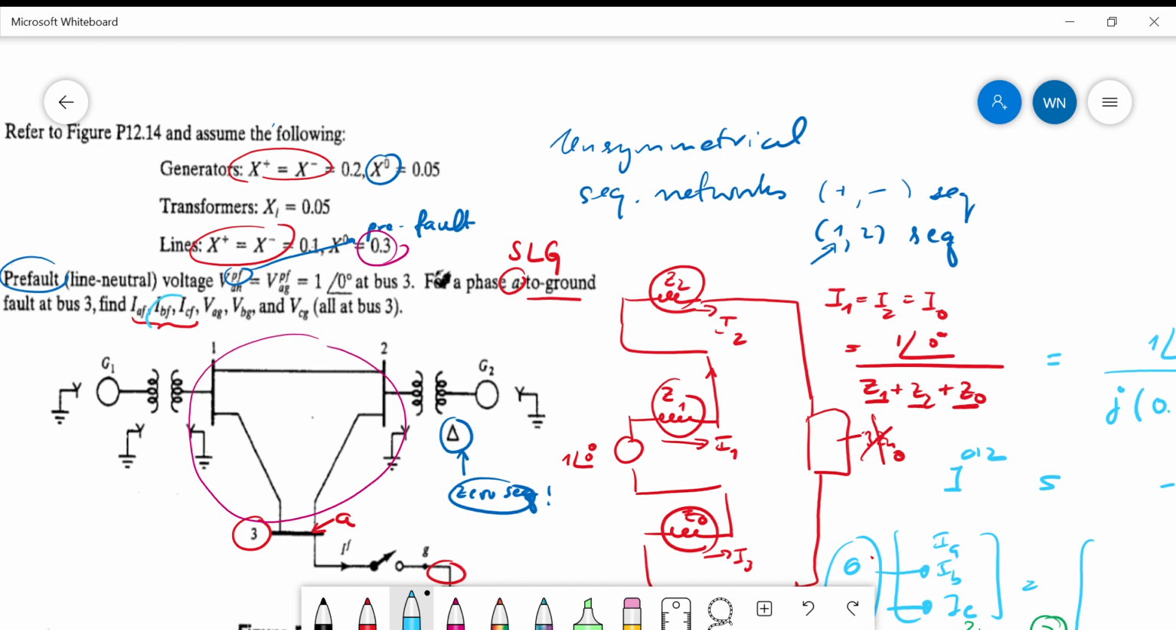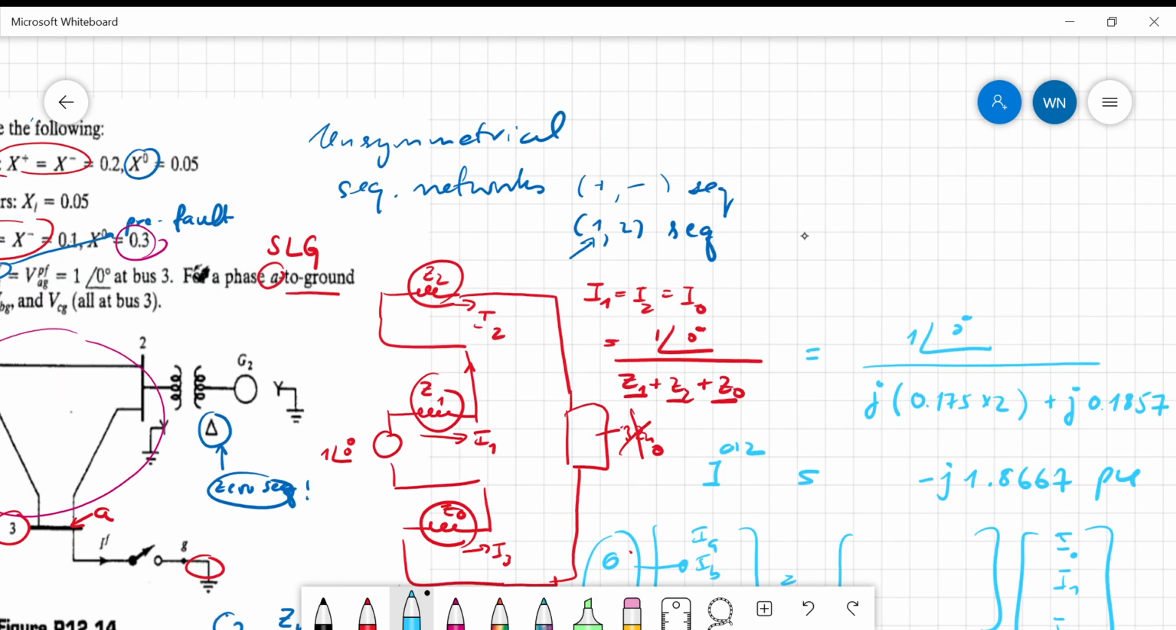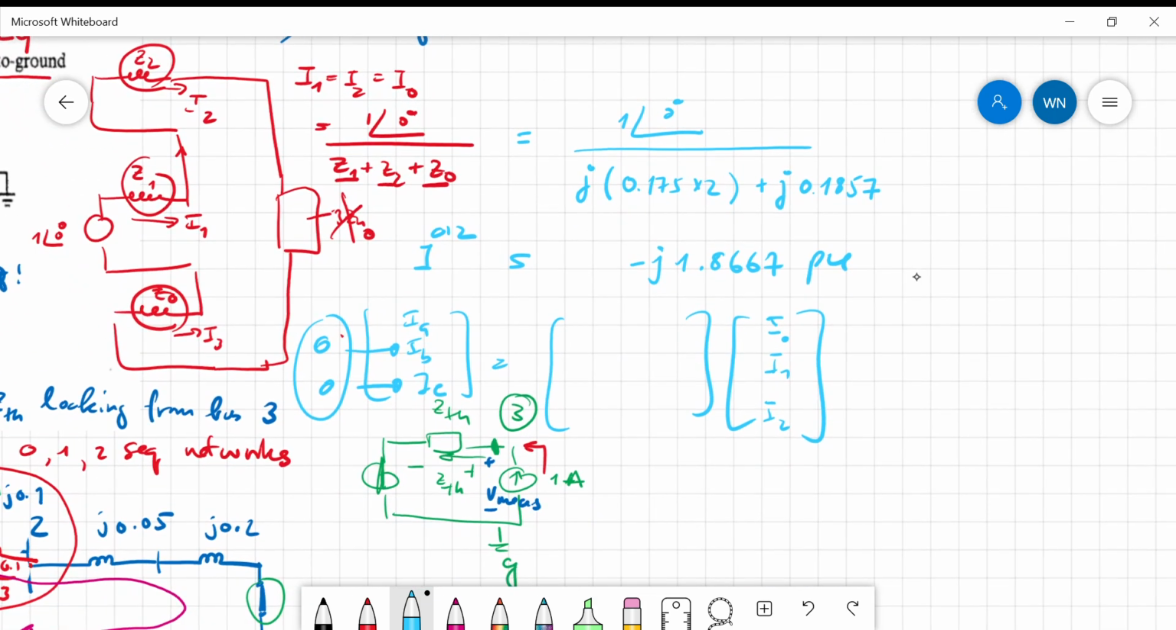So without having any need to compute, IBF, ICF, you can answer straight away that it is 0 per unit. It must be 0, because it is either 0 per unit or 0 amp. It doesn't matter, right? It has to be 0.